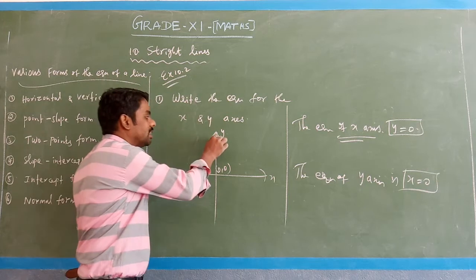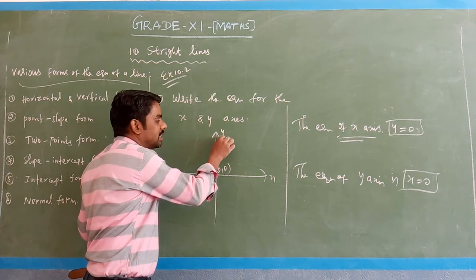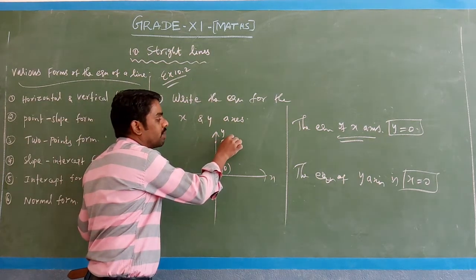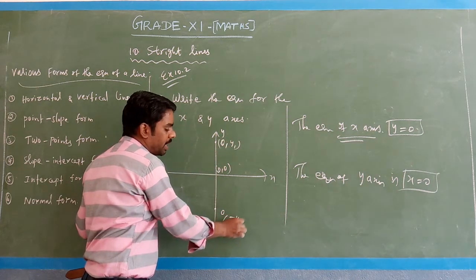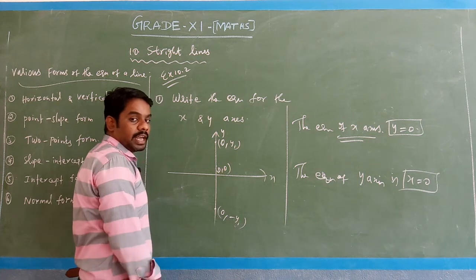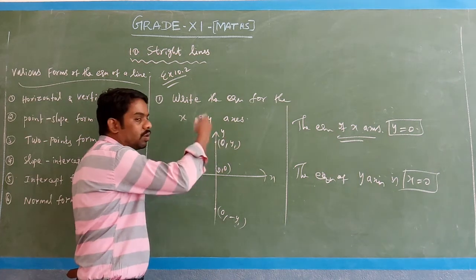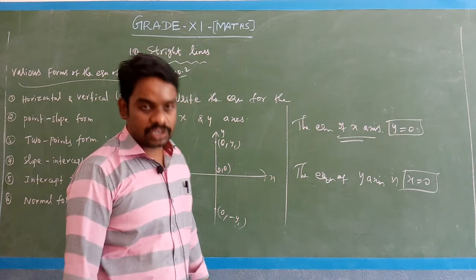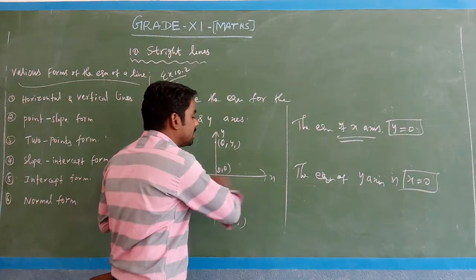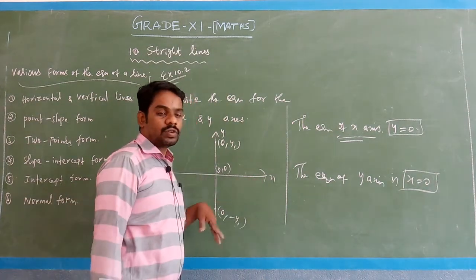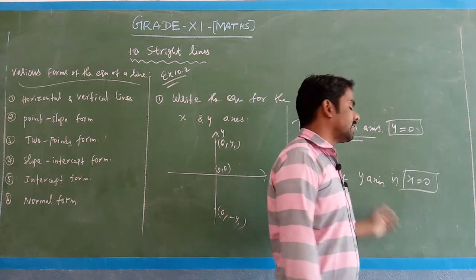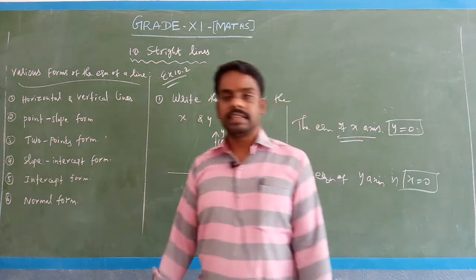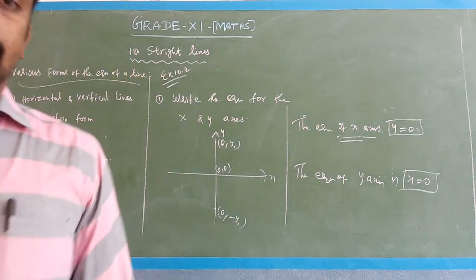Let us consider the point 0 comma y1, and this point is 0 comma minus y1. So for any point on the y axis the x value is 0, and for any point on the x axis the y value is 0. So the equation of the x axis is y equal to 0 and the equation of the y axis is x equal to 0. This is a very simple sum. Okay, next, second sum.